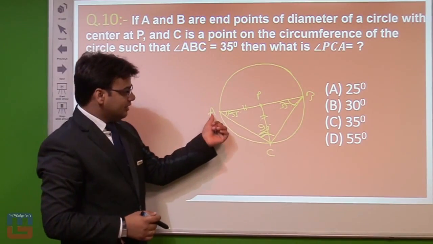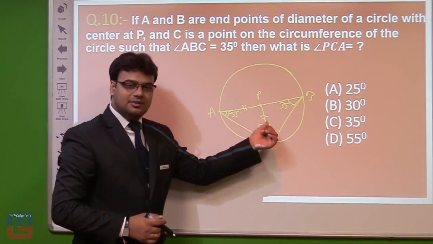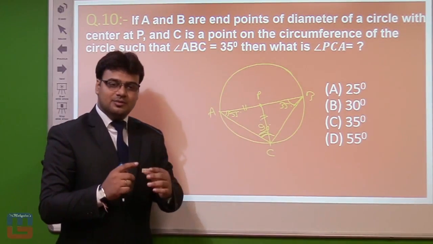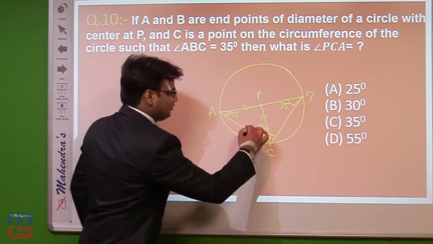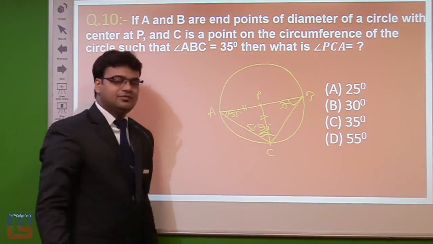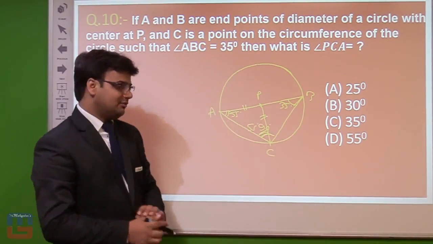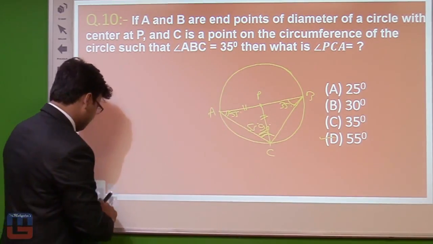If we see triangle APC, both sides PA and PC are radii, so they are the same. That means the angles are also the same, because equal sides make equal angles. That means the angle is also 55. Let me check in which option angle PCA is 55. It is available in our fourth option. So the correct answer is fourth.